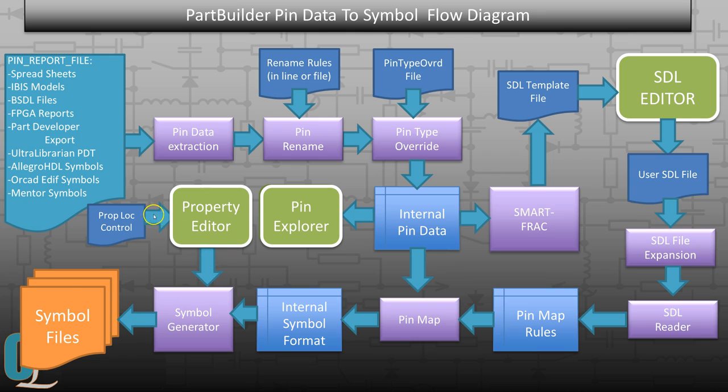Part of the input to the symbol generator is also the property editor. There's a prop local control file, and this is kind of a bidirectional thing. The property editor helps us build that prop local control file, but this is how the properties get added into those symbol files. There should be another storage showing internal property storage, but I just can't fit that in this diagram. And that pretty much explains how we go from a pin report all the way to the symbol files.